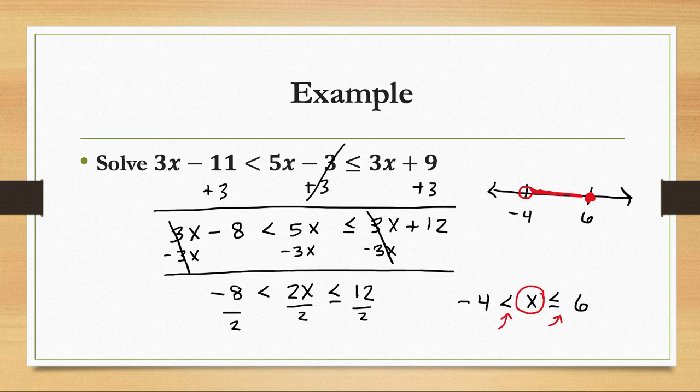When I do my interval notation, I look at where did I start shading. I started shading at negative 4. Where did I stop shading? I stopped shading at 6. The negative 4 is not included, so it gets a parenthesis. The 6 is included, so it gets a bracket. So the solution set is anything from negative 4 up to and including positive 6.